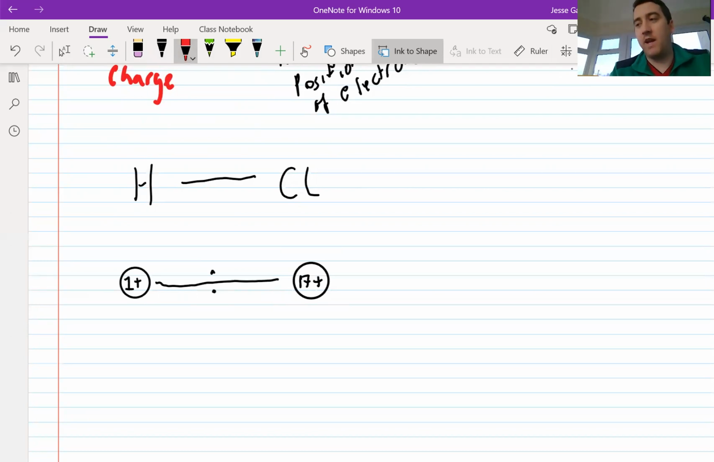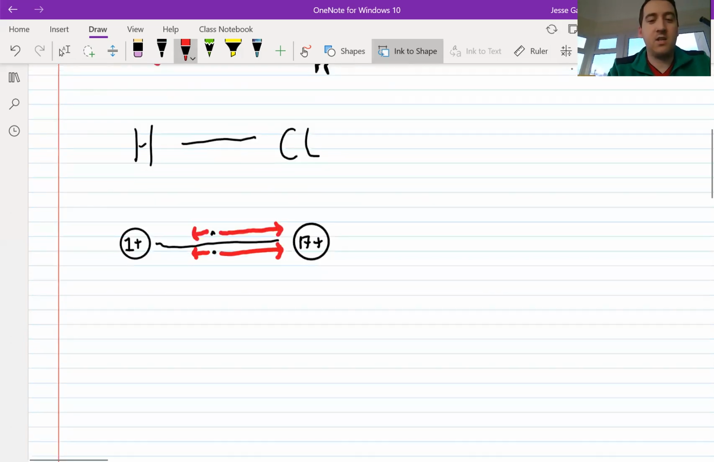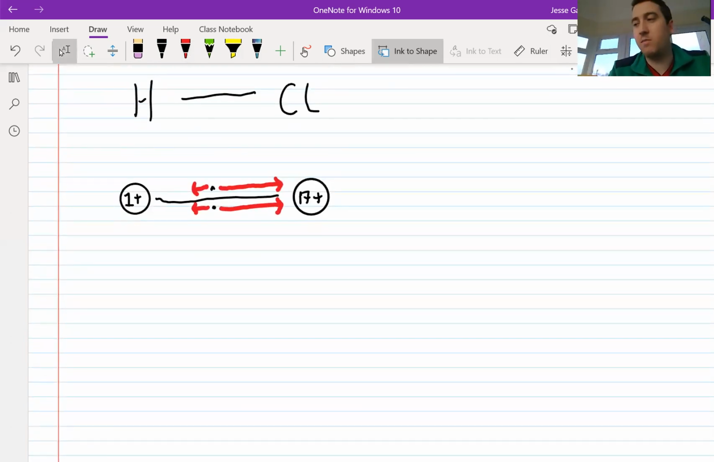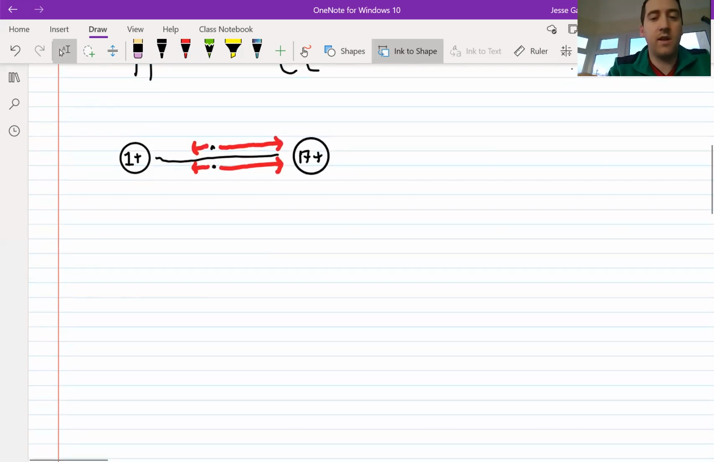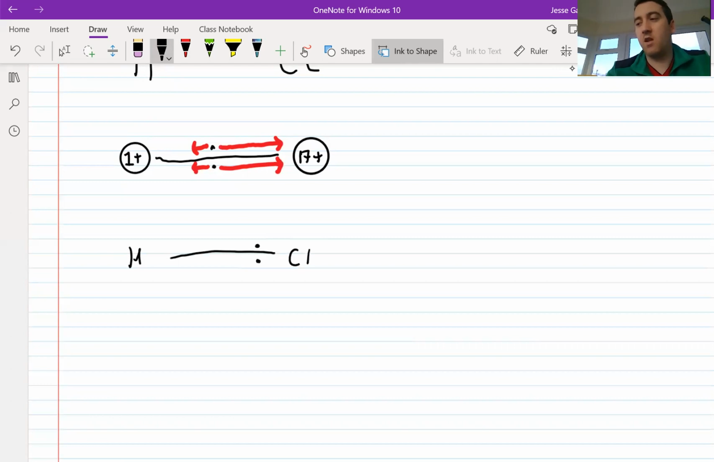Well, if I was to use the arrows again to show the affinity, we know that the affinity they have for the plus 17 nucleus, the chlorine nucleus, is going to be much greater than the affinity they have for the plus 1 nucleus. This means that essentially the electron's average position is going to be closer to the chlorine. So we would show that like this. So let's draw out HCl again. If we were to draw the bond, the electron's average position is probably more like somewhere around here. They spend their time closer to the chlorine.